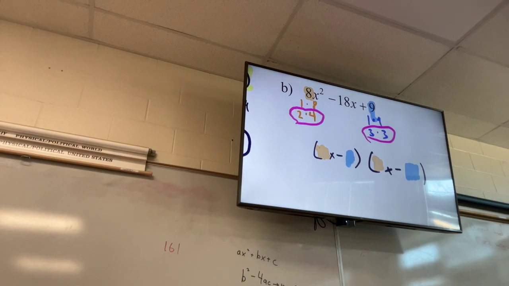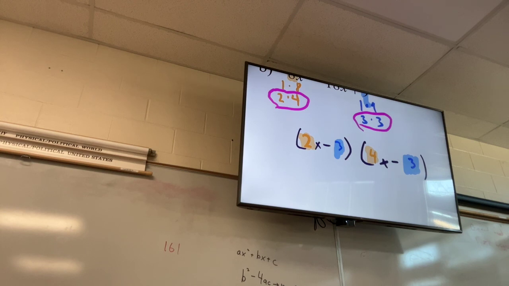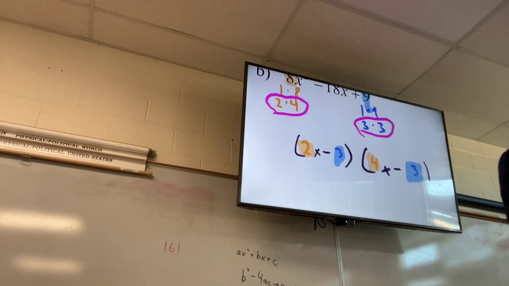So put your oranges there. Put your blues in here. Okay. Make sure you put them in the same order as you see them on this line here. So I put my 2 first, my 4 second, here I put my first 3 first, my second 3 second. That make sense? So I put the 2 here first, and then I put the 4 here.